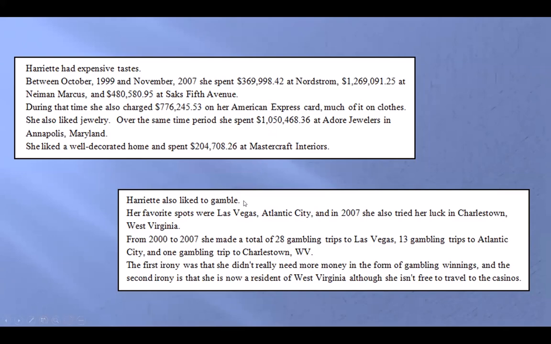Harriette liked to gamble. And maybe we can talk about this more during our residency. Gambling is an expensive vice. And I'm not sure why she gambled. If you have so much money from a fraud scheme, I don't even want to go sit at the tables and try and make more.